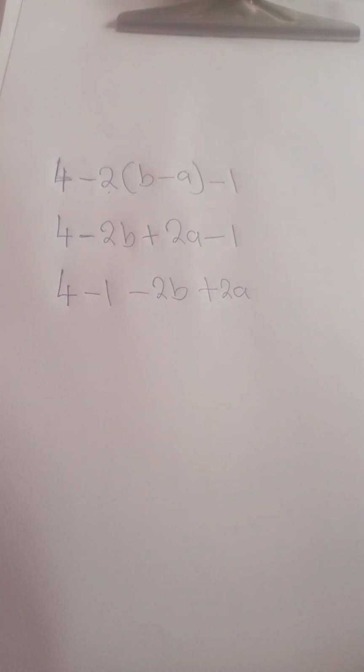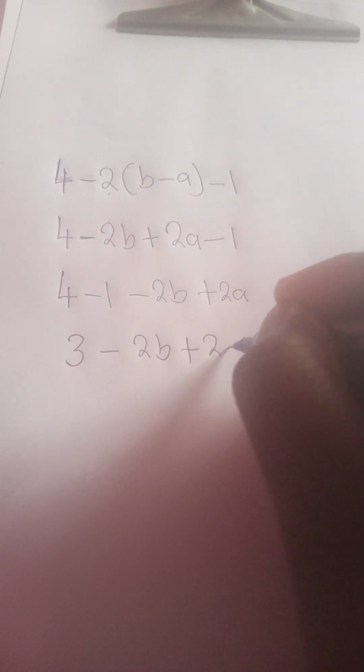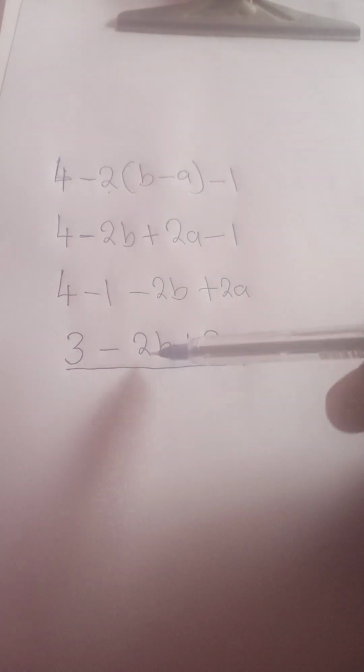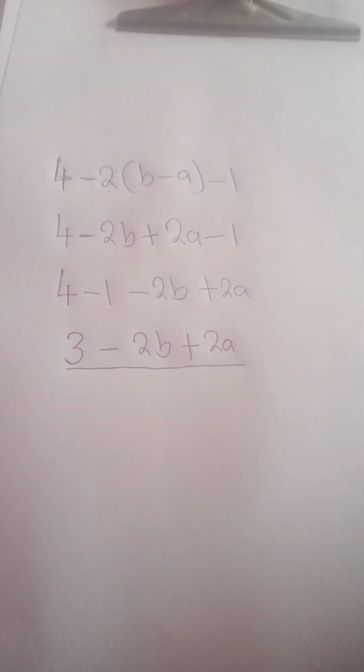The next step, you say 4 take away 1, you remain with what? 3 minus 2b plus 2a. You end here because these are unlike terms. This is 2b, this is 2a. This is just a number, there is no letter. So this is how you simplify.